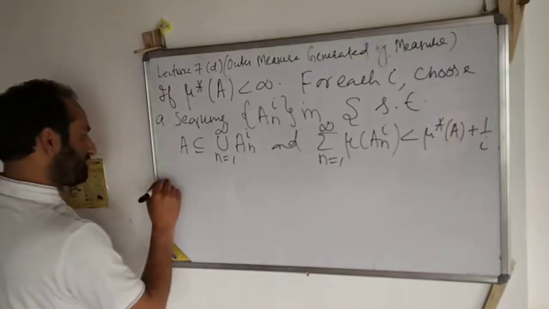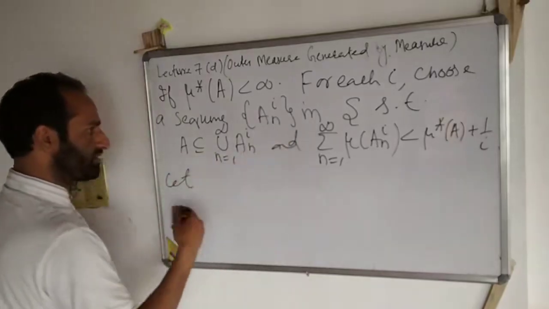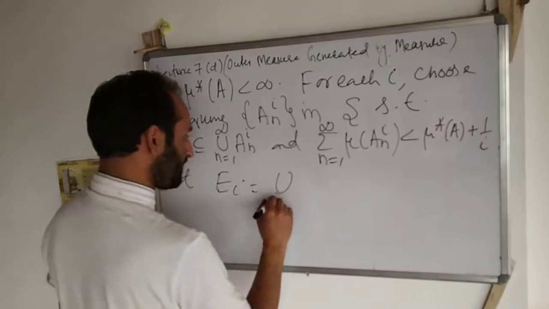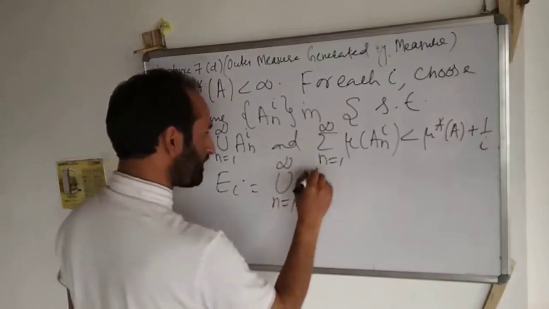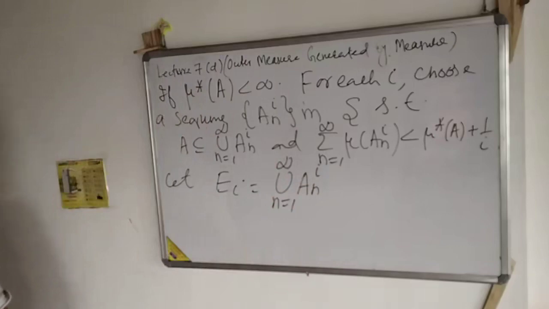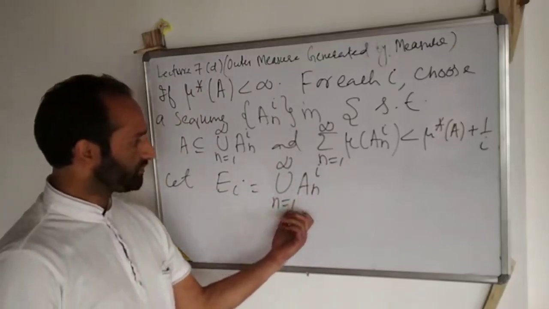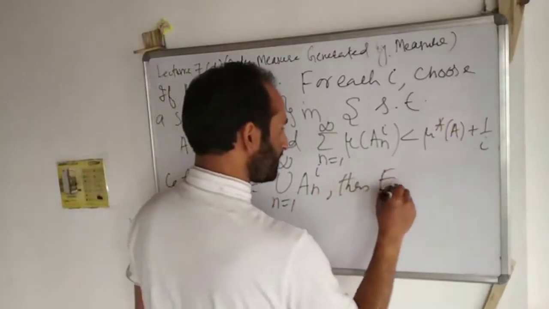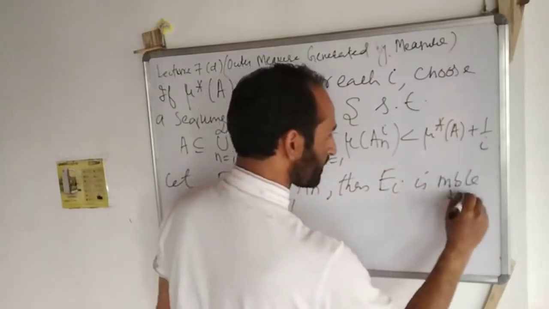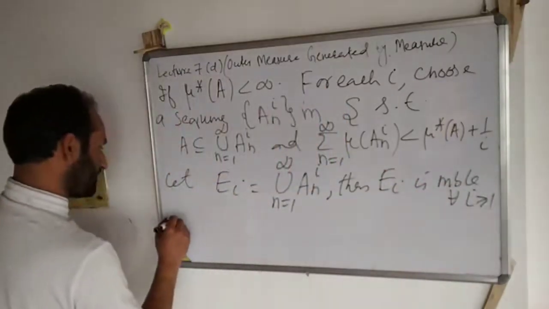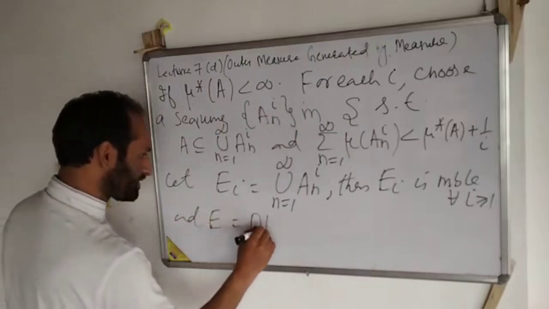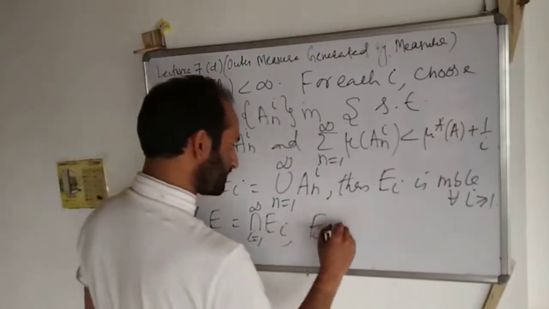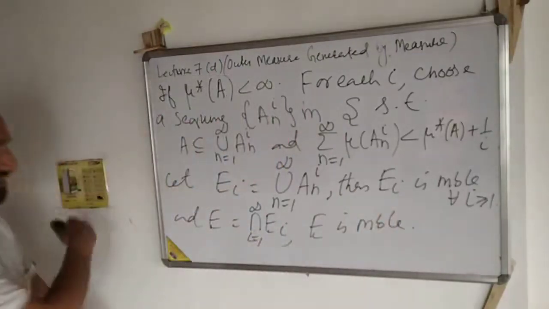So let's construct that set E, which is measurable. Let E_i be equal to the union over n from 1 to infinity of A_{n,i}. Now the A_{n,i} are members of S, therefore they are measurable, and we know that a countable union of measurable sets is measurable. Then E_i is measurable for all i greater or equal to 1. Now let's take E to be the intersection of the E_i's. Since each E_i is measurable, E is measurable. So that's the set E which is measurable.